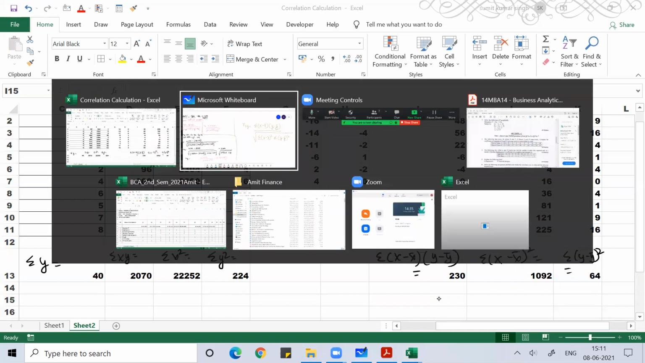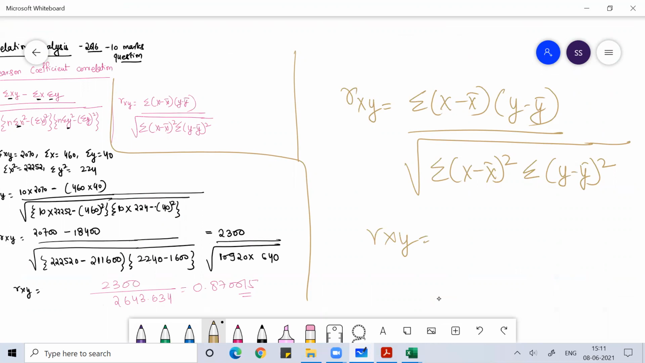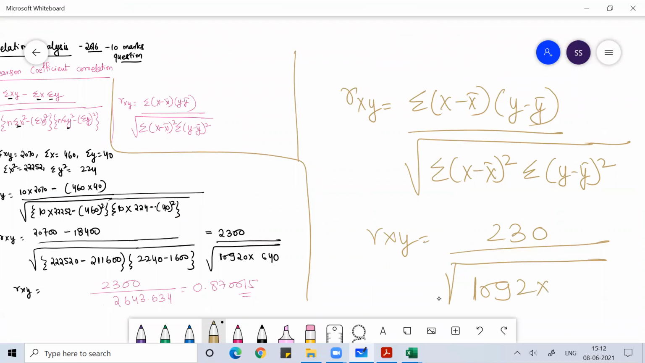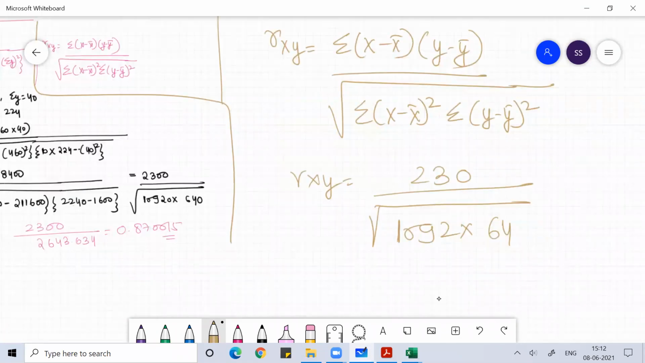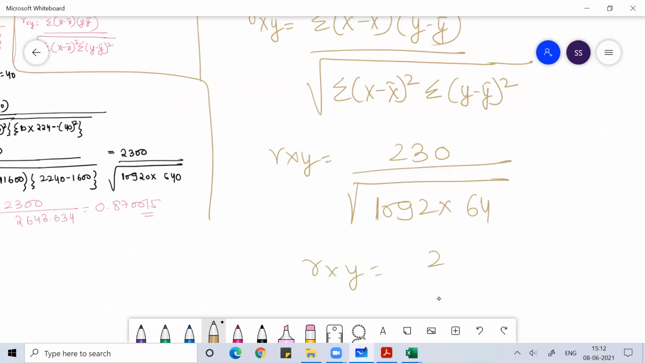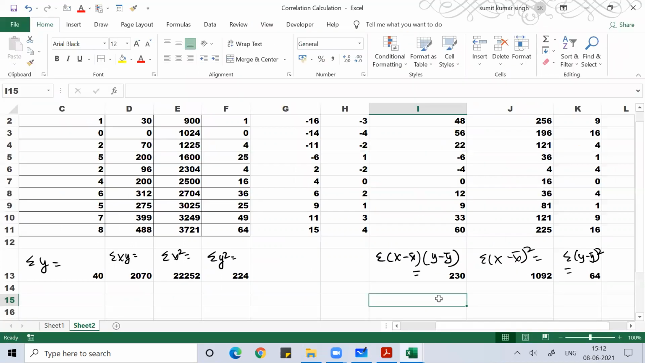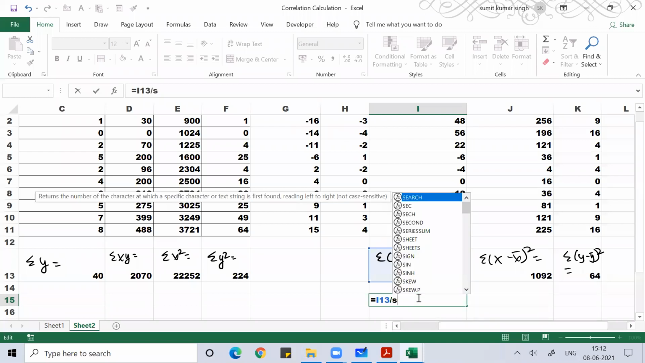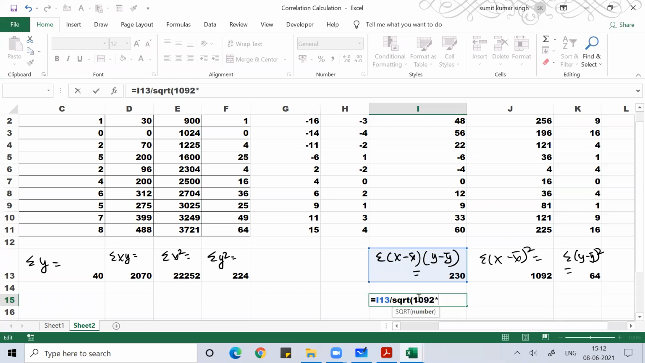So if you apply the formula r of xy, sum of x minus x bar into y minus y bar, that is 230, divided by the square root of sum of x minus x bar whole square, that is 1092, and sum of y minus y bar whole square, that is 64. So r of xy is 230 divided by the square root of 1092 into 64.